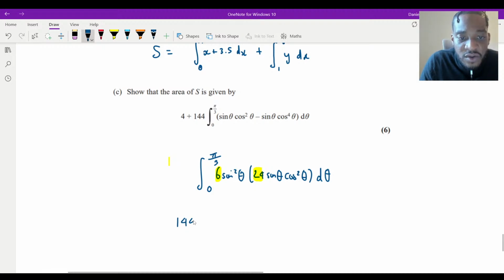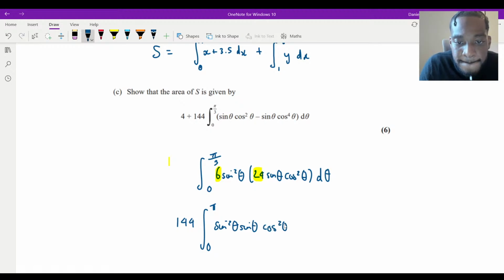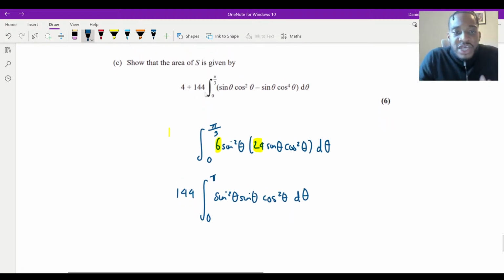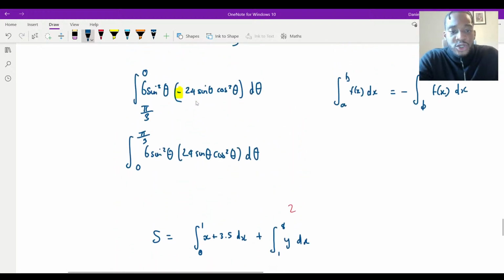So I can say this is 144, and it's going to be the integral from 0 to pi over 3 of all of that, which is going to be sine squared theta, and then sine theta, cos squared theta, d theta, like that. Now, look at the show that, by the way. Remember, there's two parts to this question. Let me just get the other part just so we don't lose sight of it.